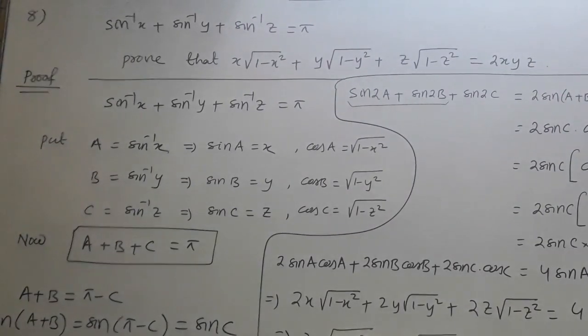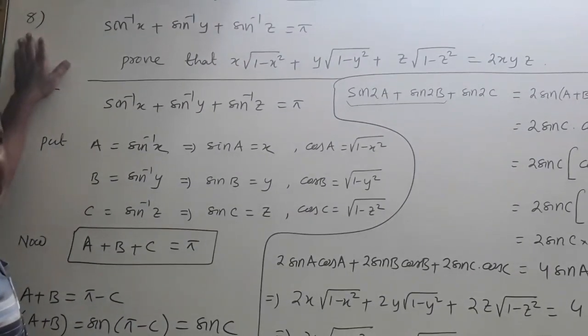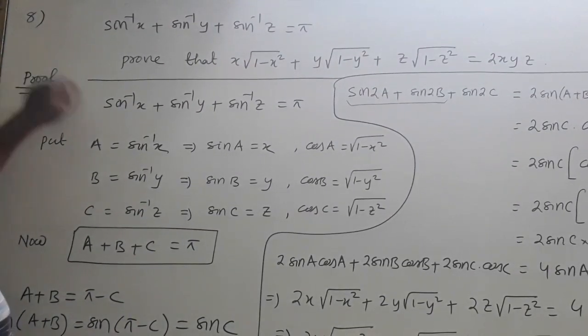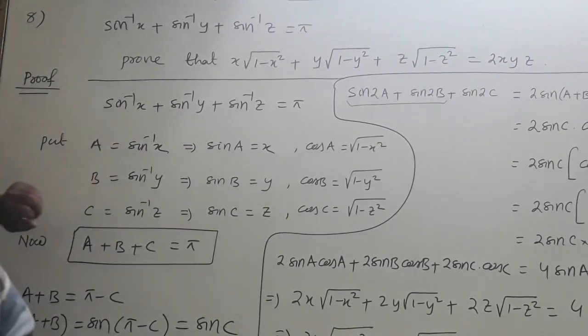Now this is my formula. This is my number 8. Mistakenly I have written it number 9. Now look here: sin inverse x plus sin inverse y plus sin inverse z is equal to pi.